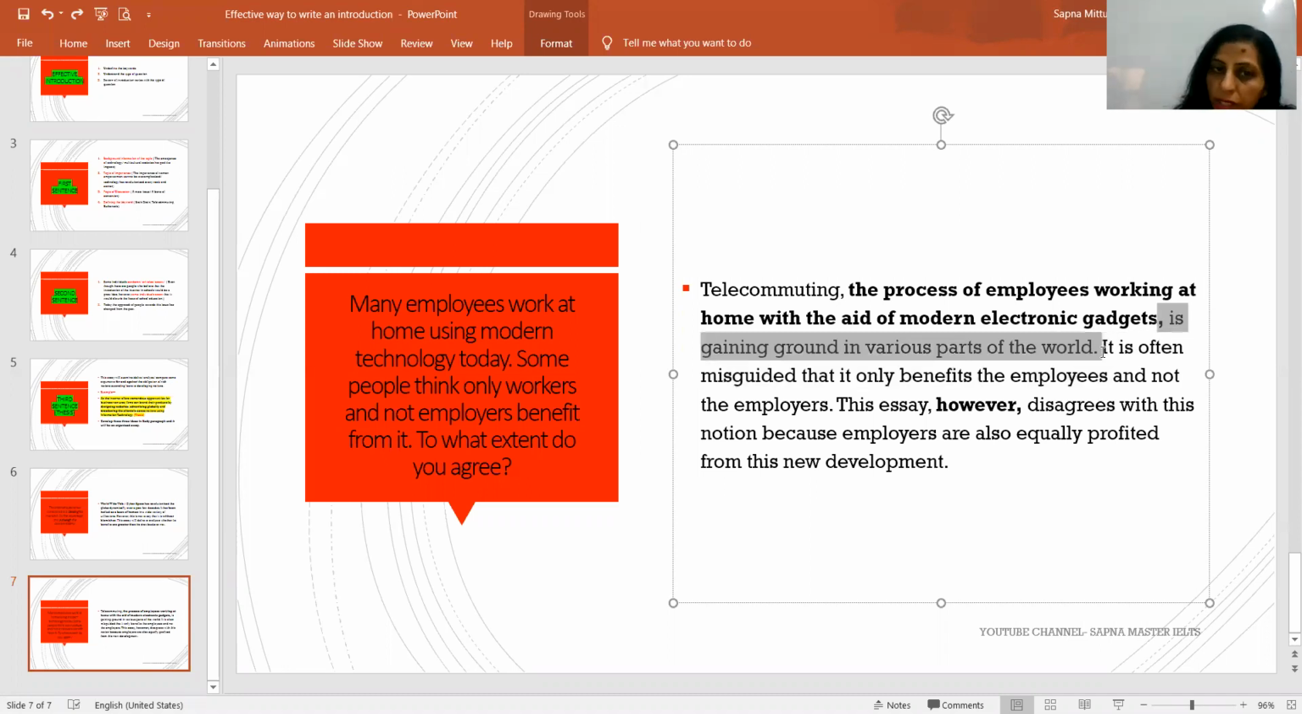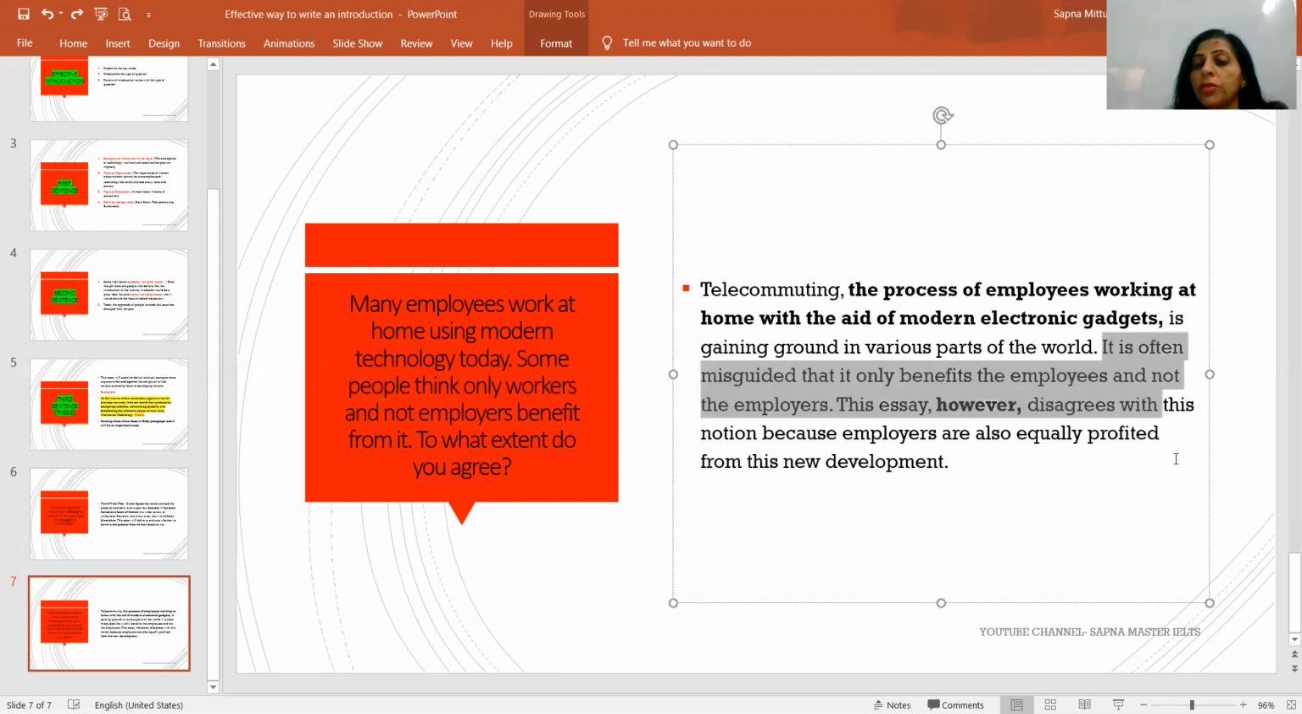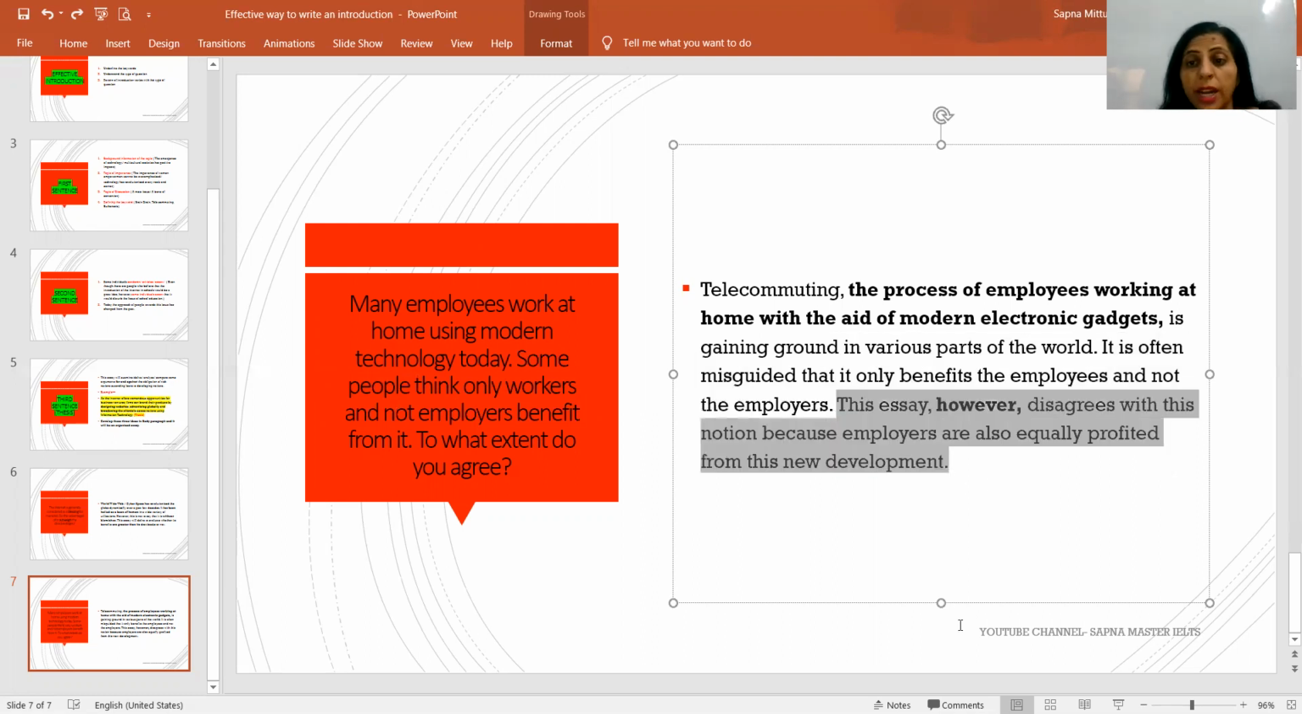After that, they are saying some people think only workers benefit from it and not the employer. So I have to give that. Now, what I'll do is change it: "It is often misguided that it only benefits the employees and not the employers." Now, this is the second sentence. Coming to the third and last sentence, I will write, "This essay, however, disagrees with this notion." Notion means idea, the point of view.